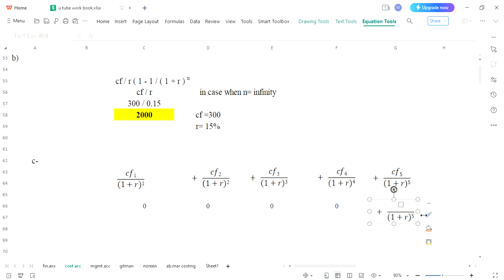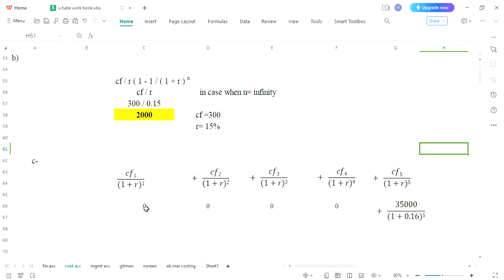Put value 35,000 and rate of interest is 16%. So what you will do, 16 divided by 100, 0.16, and since it's the fifth value, raised to power would be fifth. We will get 0 answer over here, 0, 0, 0, 0. Why? Because cash flows for all 1 to 4 are 0. When in the numerator we have 0, whatever would be present in the denominator, we will have the value 0. Last value we have 35,000, but it's for the fifth year.